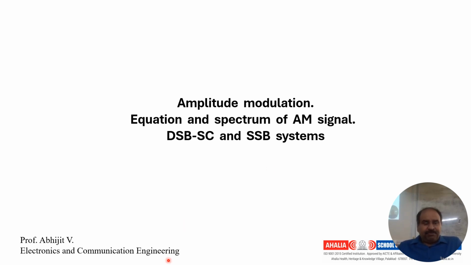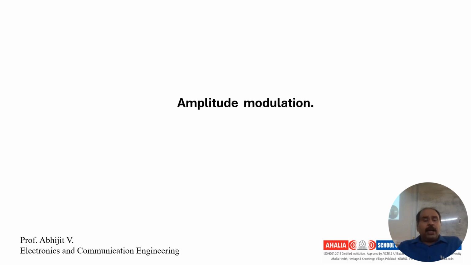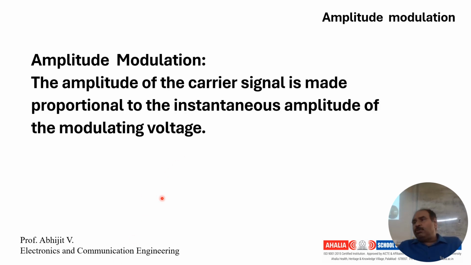Okay, so write down the definition of amplitude modulation. Amplitude modulation means you are changing the amplitude of a carrier signal with respect to its message signal. So in any kind of communication, we have two signals. One is called the message signal or the modulating signal, modulating voltage. The other signal is called the carrier signal.